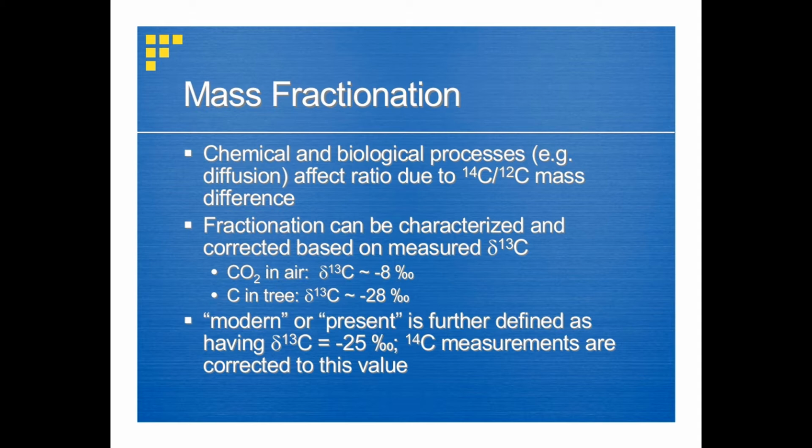So in air, CO2 has a carbon-13 fractionation of about negative 8 per mil, this parts per thousand, and in trees it's about negative 28 per mil. So those things have to be corrected, and that's part of the definition of BP, before present.